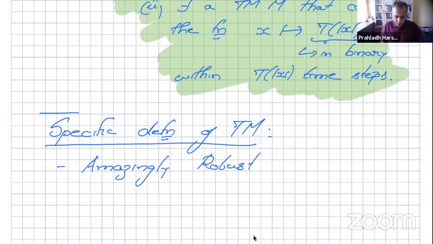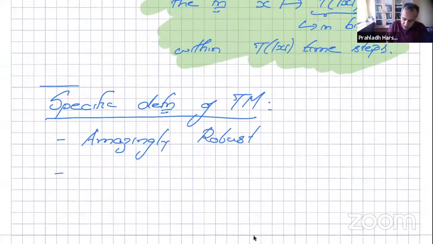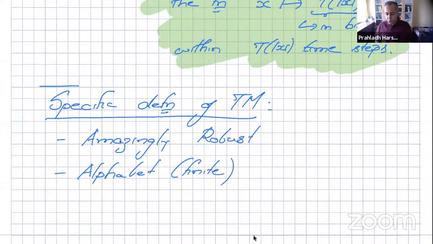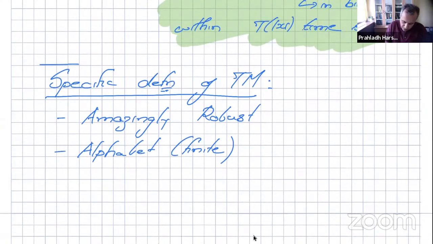So one thing should be very clear: you could work with any alphabet, any finite alphabet. What do I mean by this? You give me a machine that takes some alphabet gamma. I can give you another machine with just a binary alphabet that simulates the original machine within not too much time.